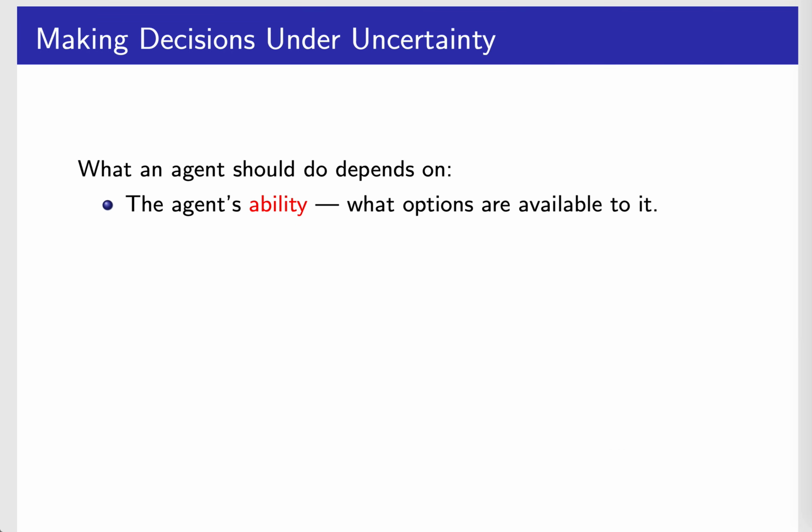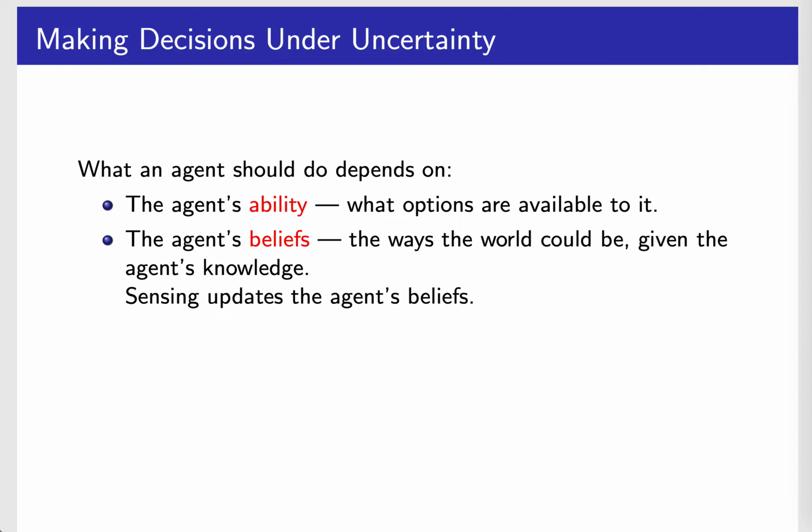Okay. So what we're going to do is look at what an agent should do. What we studied the very first class looked at what an agent should do, and what an agent should do depends on the agent's ability, what options are available to it. And also we're going to look now at the agent's beliefs. So what we've looked at so far is how prior knowledge and observations can update an agent's belief. What an agent should do now depends on its beliefs. And that's the way the world could be given an agent's knowledge. So that's what we're going to look at.